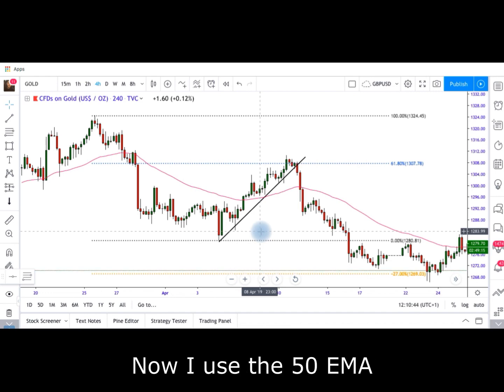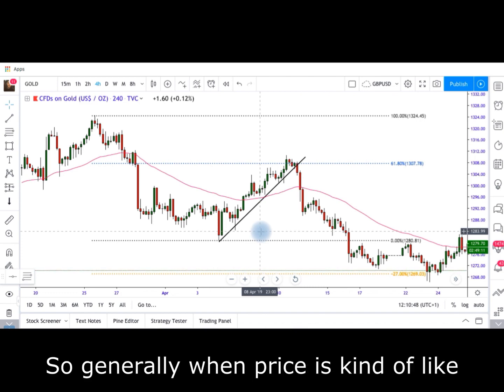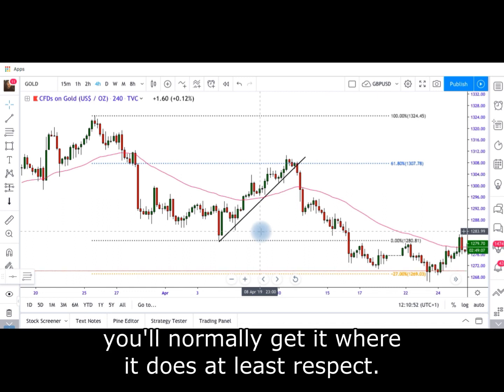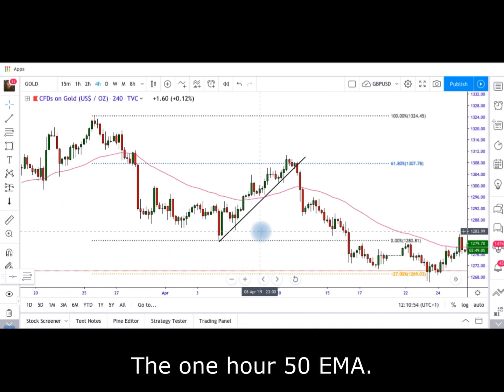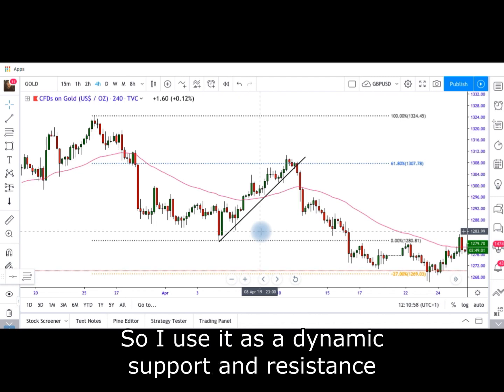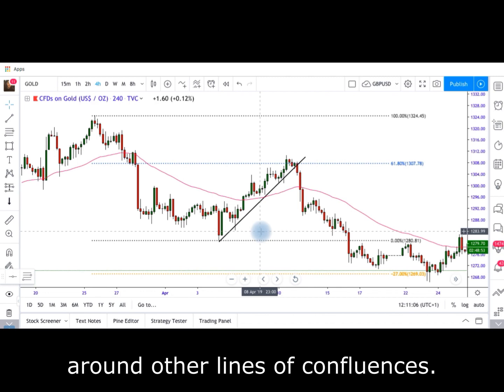Now I use the 50 EMA most importantly for dynamic support and resistance. Generally when price is just falling out of the sky, you'll normally get it respecting the 1 hour 50 EMA. If it breaks this, then it will generally go to the 4 hour 50 EMA. So I use it as dynamic support and resistance, and also as a really strong layer of confluence around other layers of confluence.